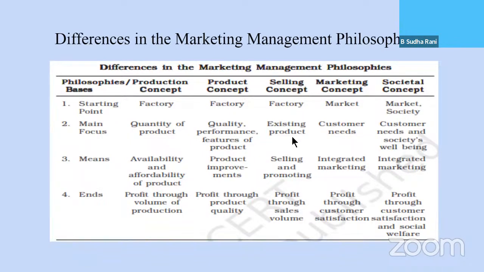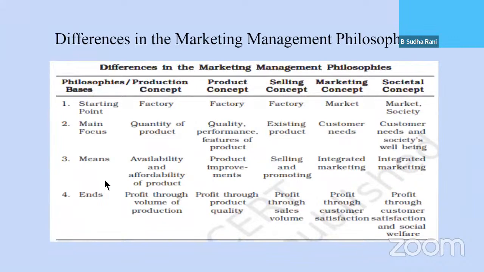The selling concept is on existing products and promotion, concentrating more on bringing awareness, communicating about the product. The marketing concept is about fulfilling the customer needs and building relationships. The societal concept is win-win based, focused on a win-win policy, meaning fulfilling customer needs and concentrating on societal well-being and company profit orientation.